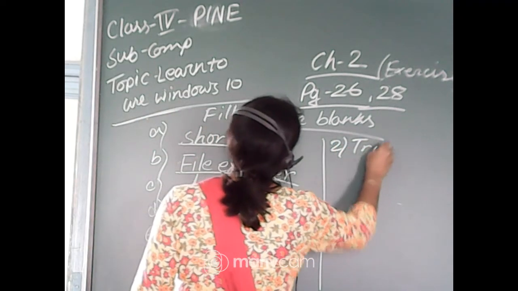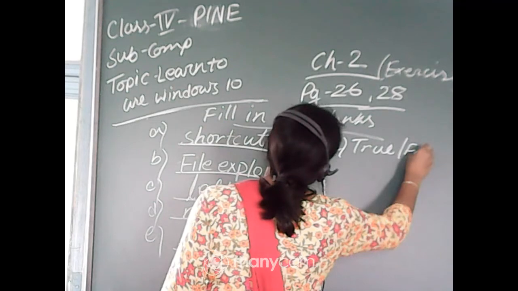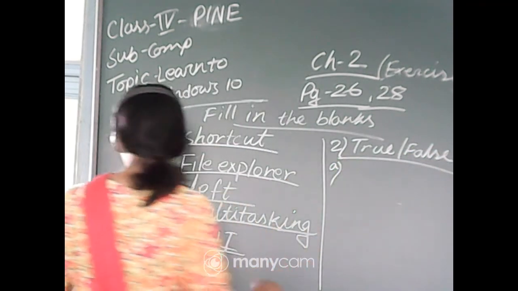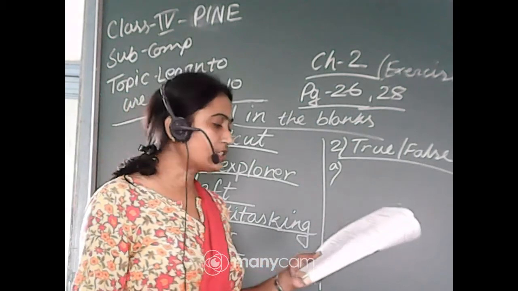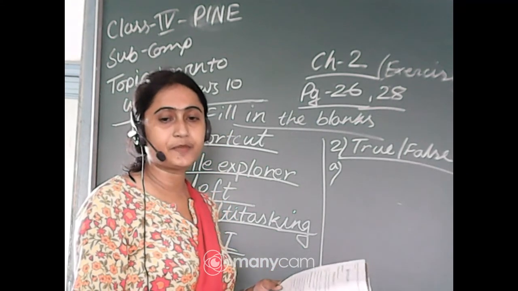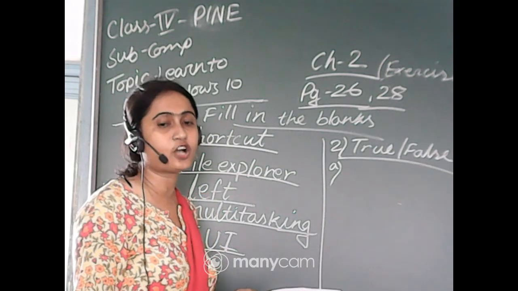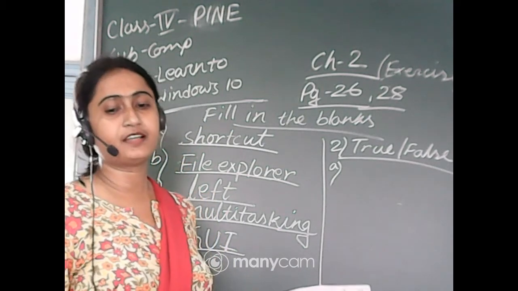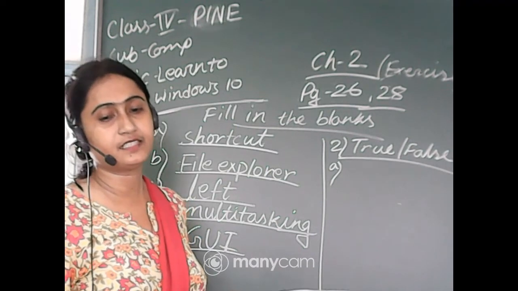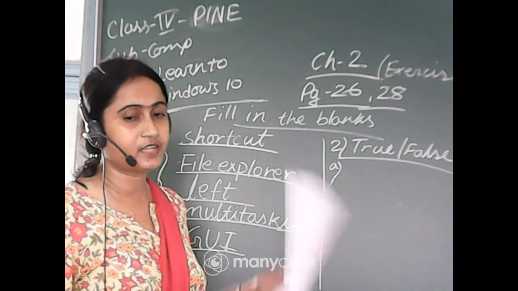Now, on the right side, I will write the true or false. Number A. We cannot create a folder in Windows 10. Jishan, GUI should be in capital letters because it is a short form: G for graphical, U for user, I for interface. So G-U-I, all in capital letters.